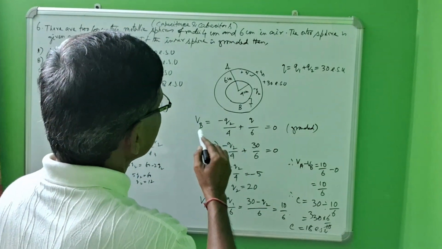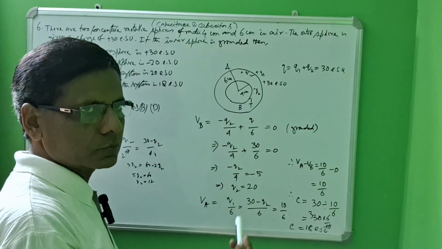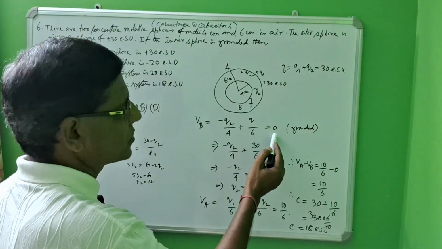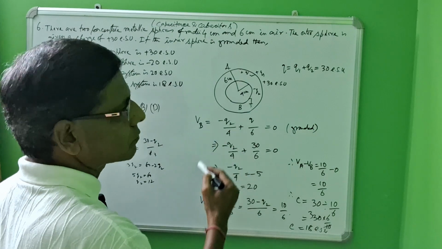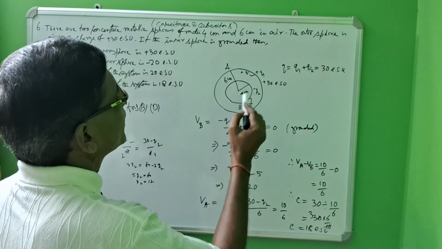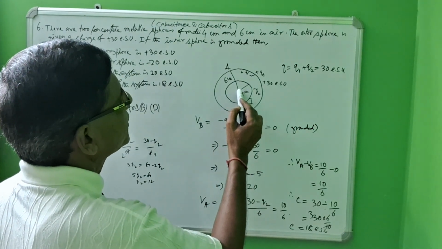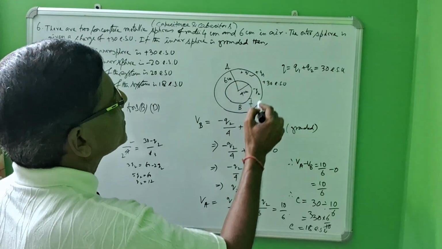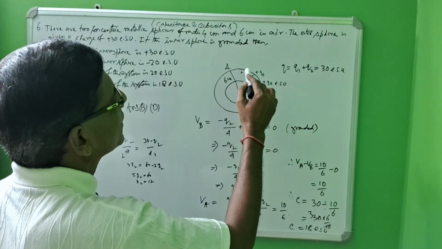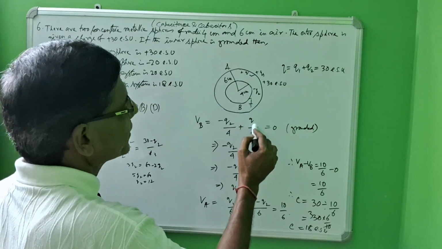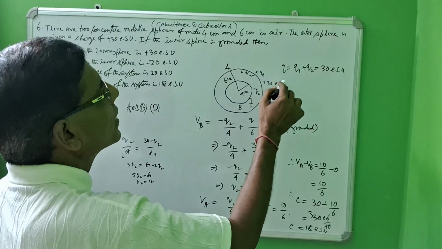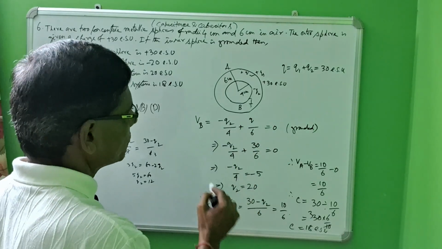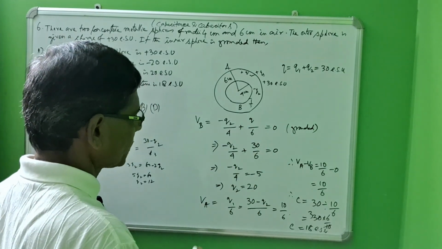Here is the calculation of VB and VA. VB is grounded, so this is 0. How was this obtained? This is minus Q2 for the inner sphere, so at the center this will be minus Q2 by 4, plus Q2 and Q1 for the outer sphere. The total charge will be added here because there is total charge Q, from which we get Q2 equals 20.